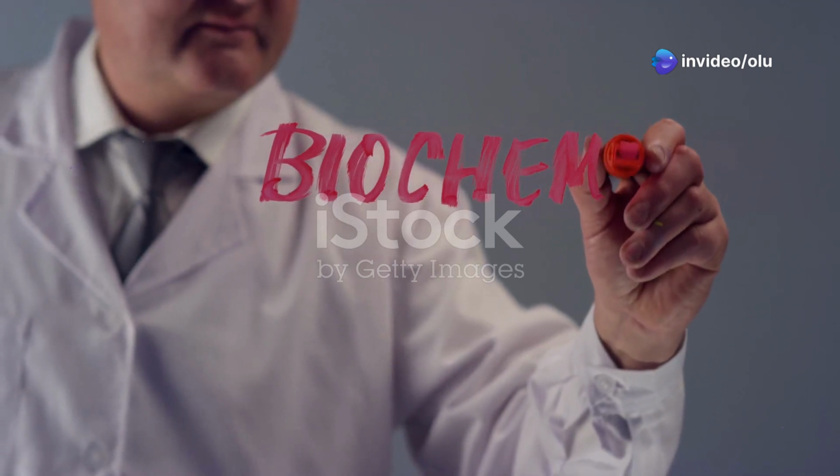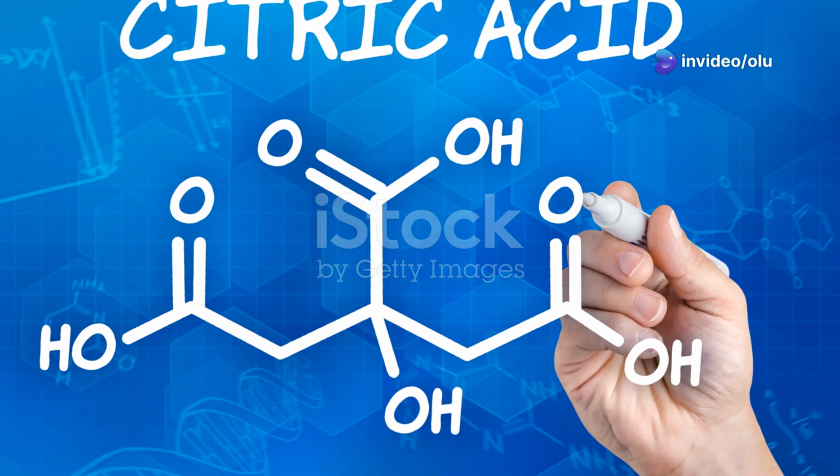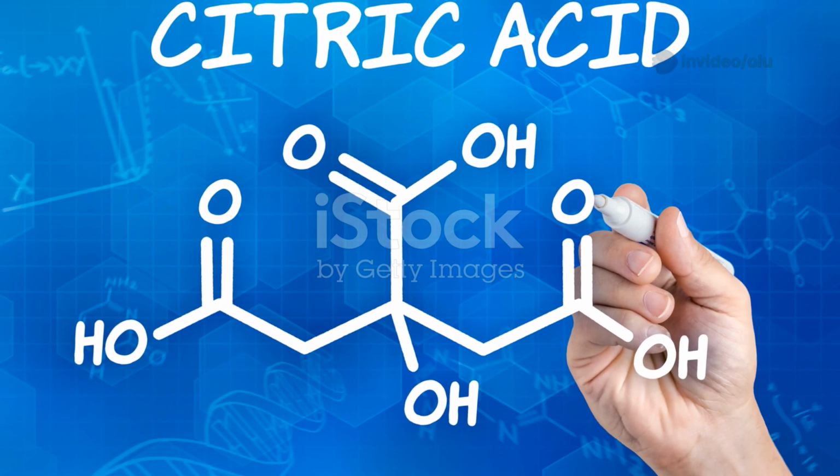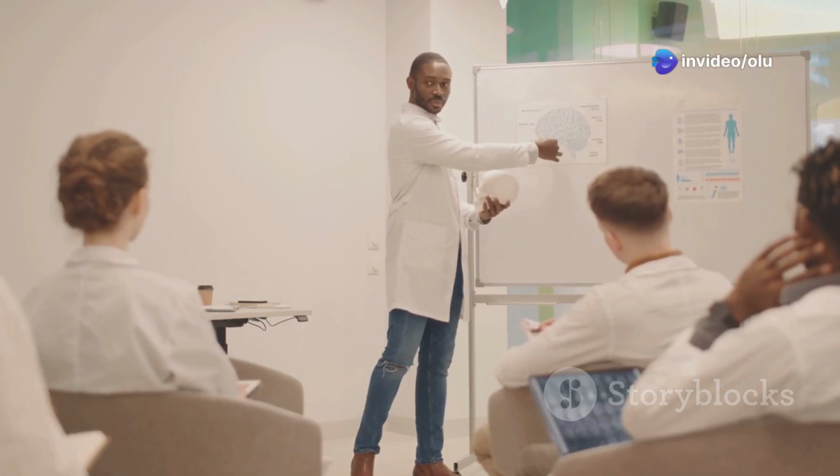Alright team, let's dive into a topic that's absolutely fundamental. We're talking about the Krebs cycle. You might also hear it called the citric acid cycle, or even the tricarboxylic acid or TCA cycle. So many names, right? But they all refer to the same critical pathway.